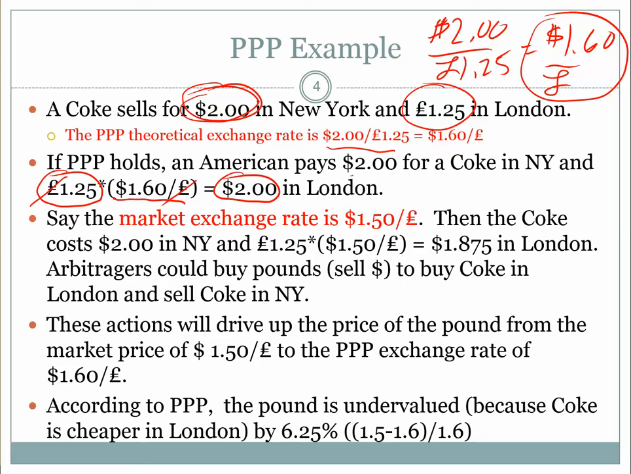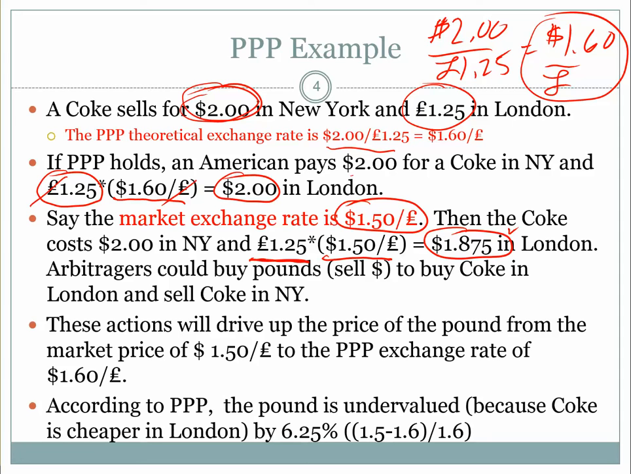Now say the market price of the pound is only $1.50. Okay, not the PPP rate, but $1.50. At that rate, that 1.25 pound Coke in London at $1.50 per pound would only cost $1.875 in London. And therefore there's arbitrage in Cokes. You could buy Cokes in London and sell them in New York.